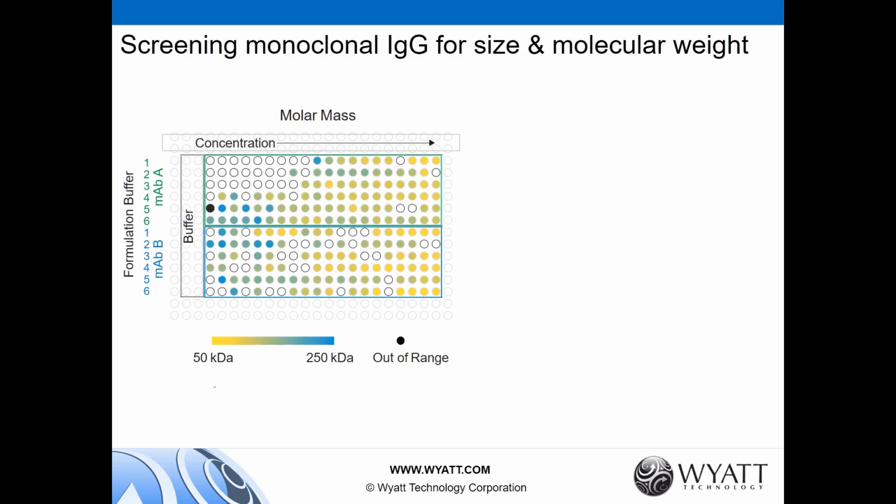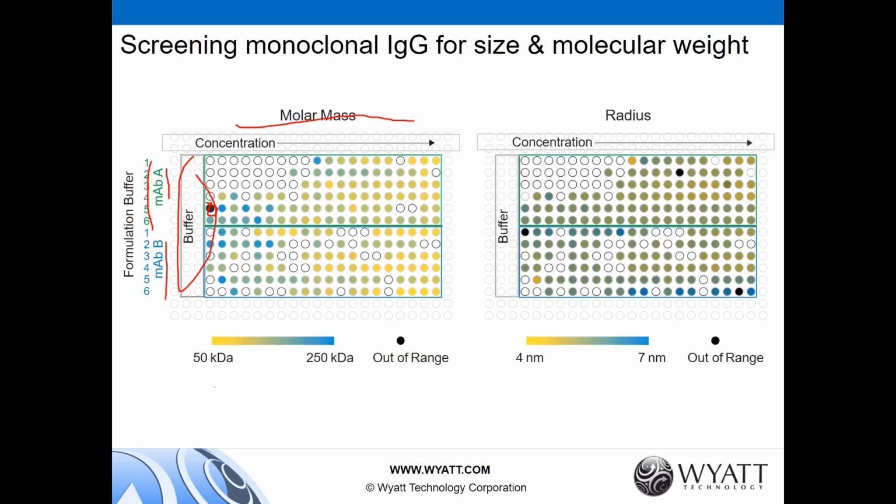So with the addition of the new capabilities of the DynaPro Plate Reader 3, we can measure molar mass across the entire plate. And so you can see here the result of a screen of 2 different mAbs, A and B, in 6 different formulation buffers. There were also some wells which were used to measure just the buffer. And this is a concentration series. Okay, so basically changing concentration from 1 to 10 mg per mL with 2 replicates at each of those concentrations. And there's a complete scan. Some of these were out of range. That's the black, and the others span the range from between about 130 to about 300 kilodaltons.